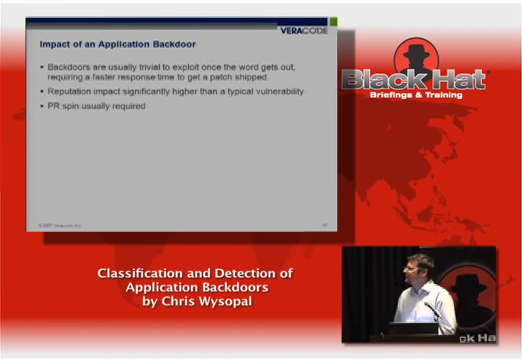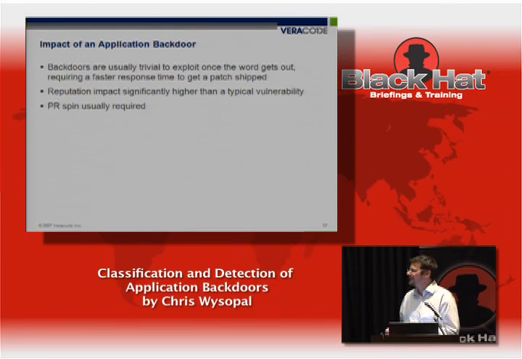So, some final thoughts. When backdoors have been found, it's typically been worse than when a vulnerability is discovered out in the wild, because they're trivial to exploit. They're just designed to be a text command or a special password. You don't need any special tools, techniques, or anything. So pretty much everyone can exploit a backdoor once it gets out.